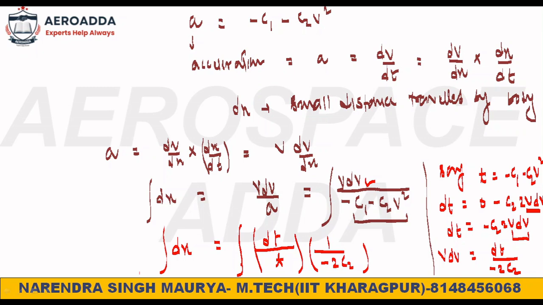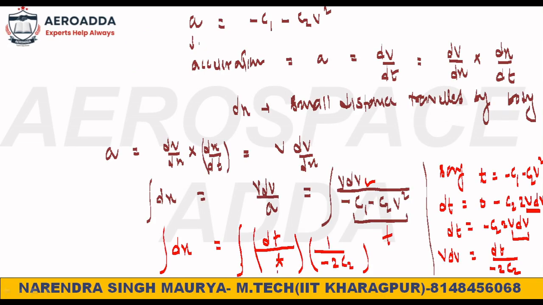Okay, this is what dx. Simple only, because v dv is nothing but dt divided by minus 2c2 t. So dt, and this t, where did it come from? Because you have taken this whole value, minus c1 minus c2 v square, so this is nothing but t, right? What we have is dx, integration of dt by t, and minus 2c2 I can take outside. So minus 1 upon 2c2 times dt divided by t. This is the value.